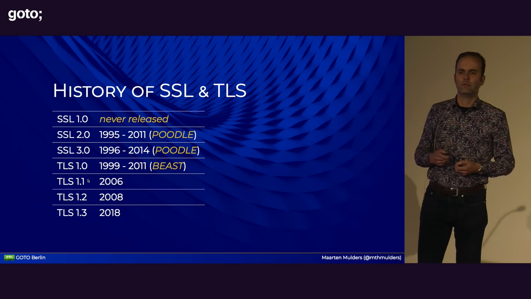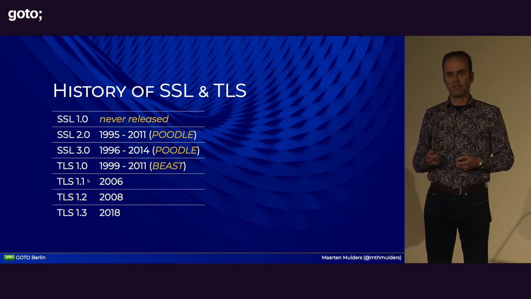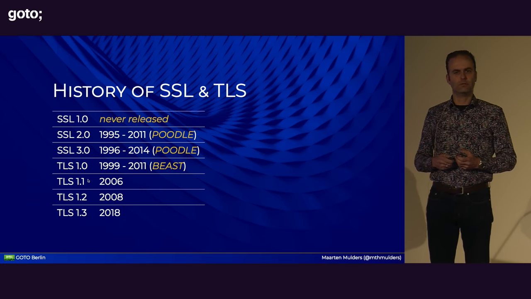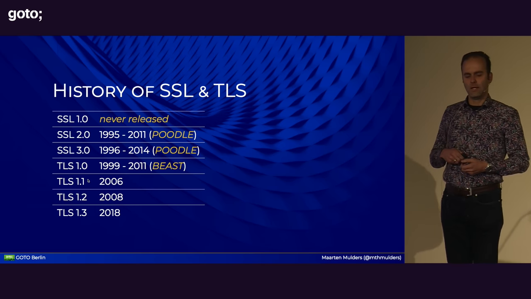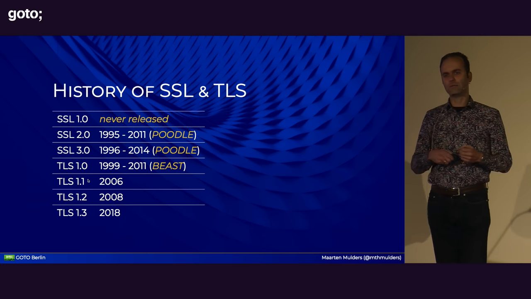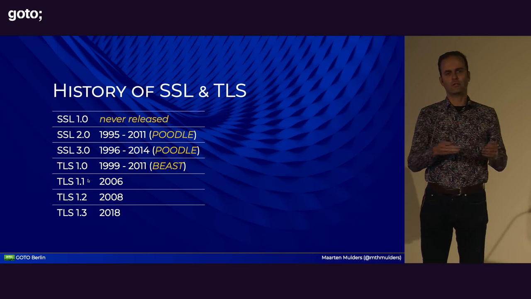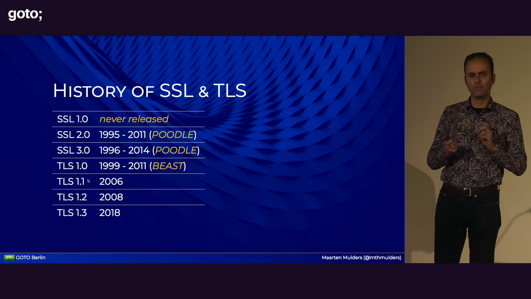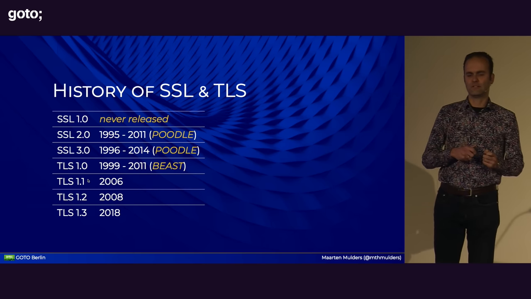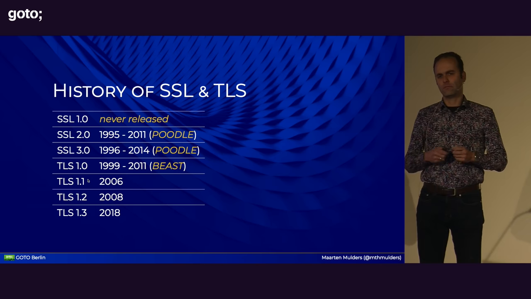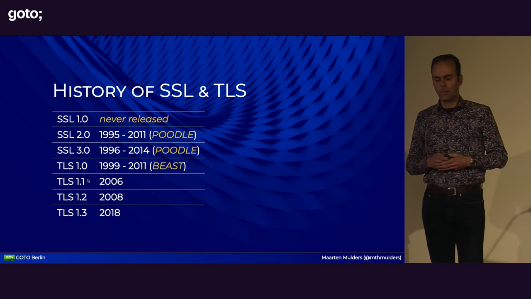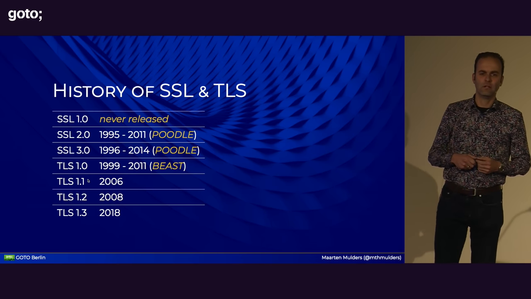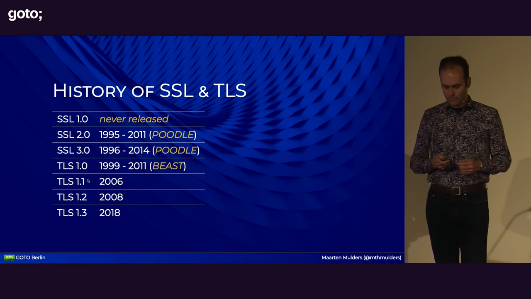SSL 3.0 was released in 1996. The Poodle attack was also proven to be effective for SSL 3.0 a few years later, so you shouldn't be using that anymore either. And then TLS 1.0 came out. Now, the name is completely different because we're moving from secure socket layer to transport layer security. But in fact, the protocols are roughly the same. There's a few minor differences between SSL 3.0 and TLS 1.0, but it's just a different name, basically. Yet, it was proven to be vulnerable to the Beast attack in 2011, so you shouldn't be using that anymore either.